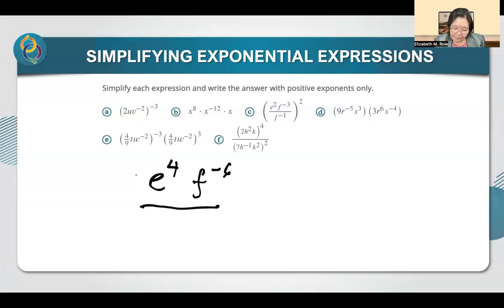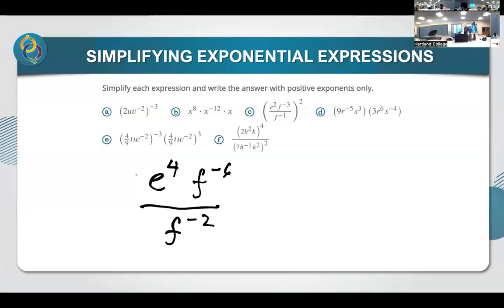Over F to what power? -2, right? You are multiplying the 2 to each of the powers. 2 times 2 is E squared, E to the fourth. F to the -3 to the square will be -3 times 2 is -6. F to the -1 multiplied by 2, that's F to the -2. Because you distribute the power both to the product as well as the quotient. Both rule of the product and quotient. Is this okay?